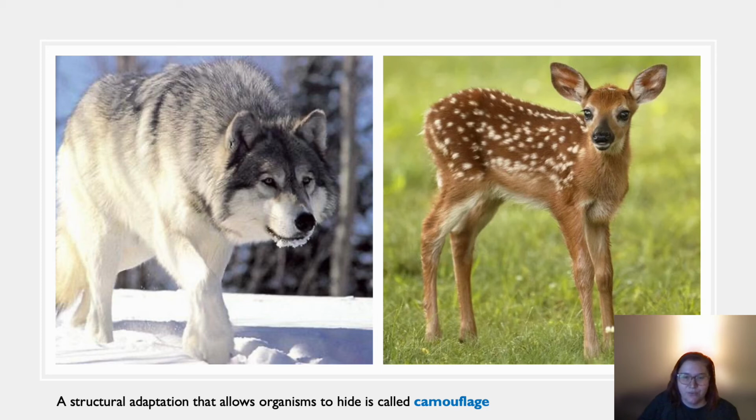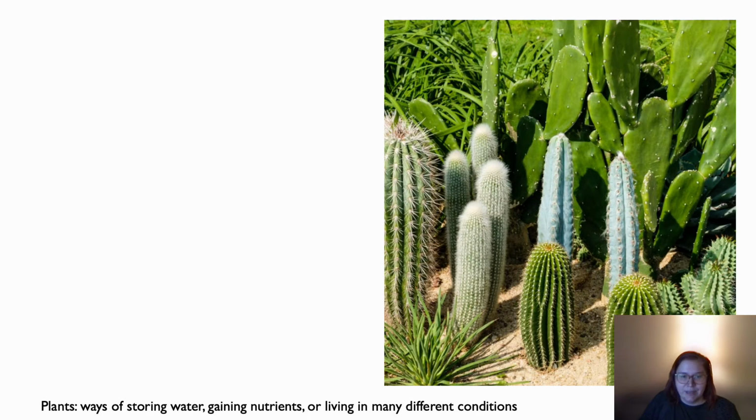So this is camouflage. Plants can have structural adaptations too. So for example, cacti are specially adapted to store water on the inside of their bodies. They have a very thick outside skin, which is called a cuticle, just like in your nails. It helps them not lose water in the sunlight.